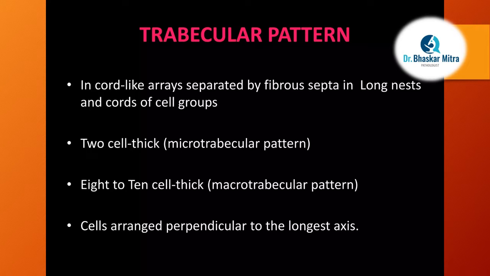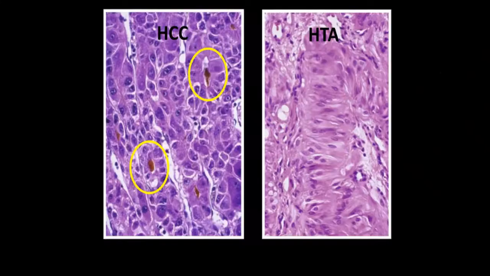But always remember, the cells are arranged perpendicular to the long axis of the trabeculae. Here we can see the trabecular pattern in hepatocellular carcinoma. The neoplastic hepatocytes are arranged in a cord-like pattern.